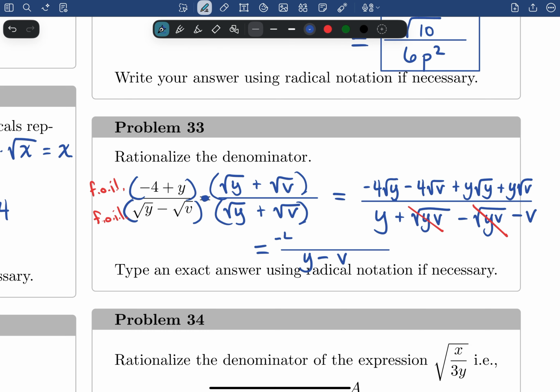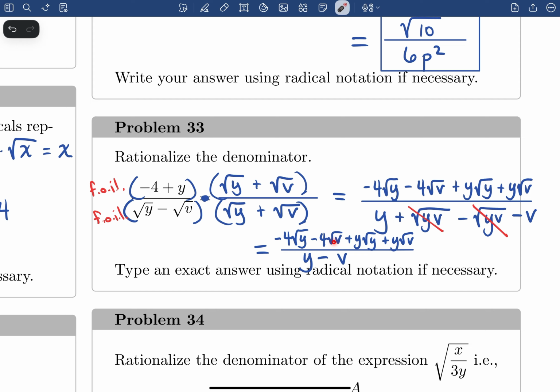So I'm just going to leave this as negative 4 times the square root of y minus 4 times the square root of v plus y times the square root of y, and then plus y times the square root of v. Looks like I have like radicals, the square root of y and the square root of v, but I have variable coefficients and numerical coefficients, so it won't clean up too easy. I'm just going to leave it like that. Awesome. So that was our answer.